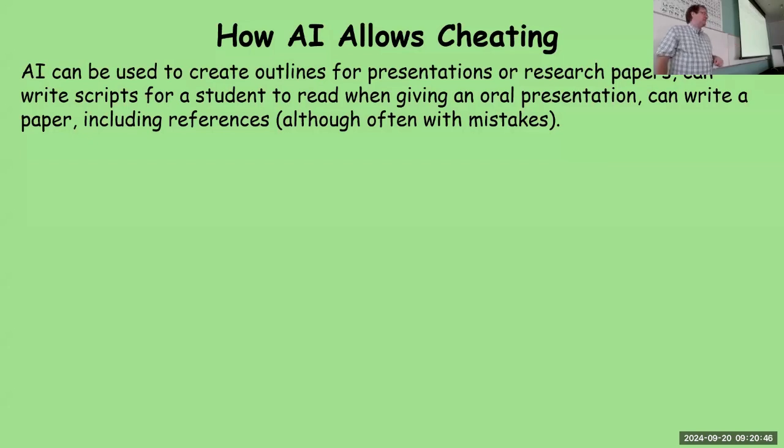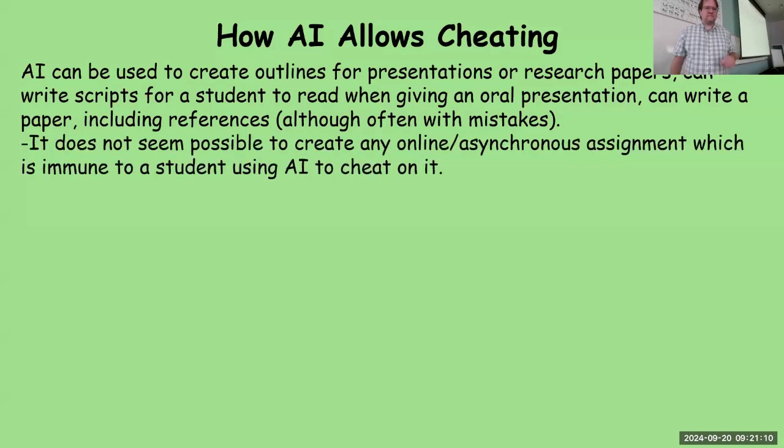It can write a paper, including the use of references. A lot of times it'll get references wrong. It'll make up references, or I've had cases where it included a bunch of references that had nothing to do with the topic of the paper, but it'll do it. And if an instructor isn't careful, if they don't read it carefully, it could slip by them. So all of these types of assignments can be cheated using AI.